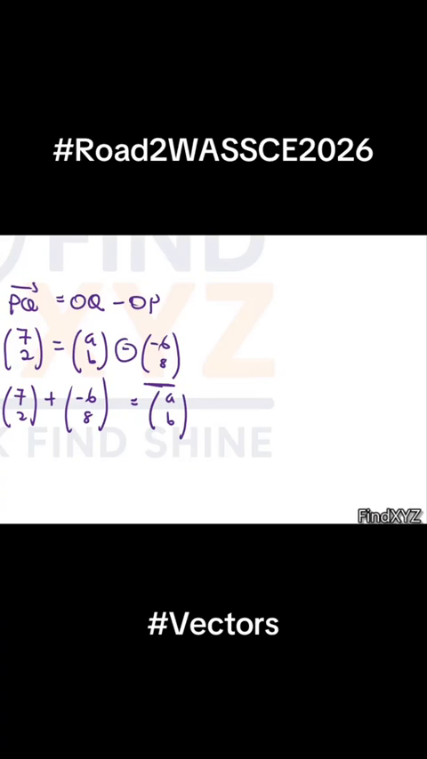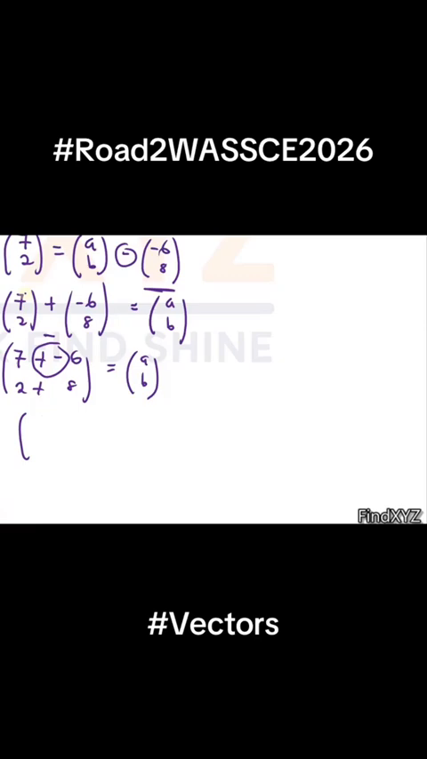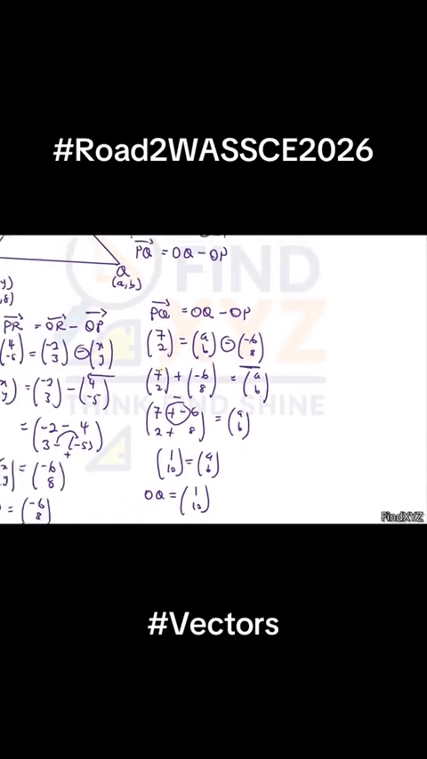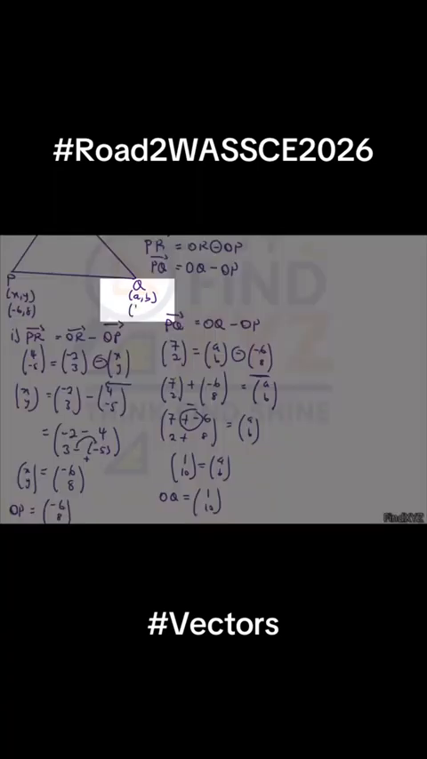The same way, we are going to add corresponding components. So we have 7 plus negative 6, then we have 2 plus 8. This will give us vector OQ, that is (A, B). So what is the horizontal component? That is 7 plus negative 6. So this will be the same as 7 minus 6. That will give us 1. And then 2 plus 8, that will give us 10. So it means that vector OQ is giving us (1, 10). So let's write it here. Now we have point Q to be (1, 10).